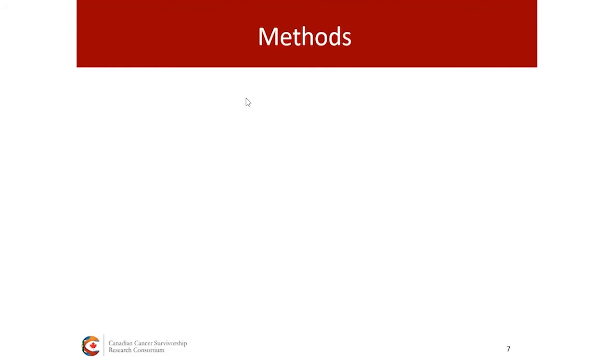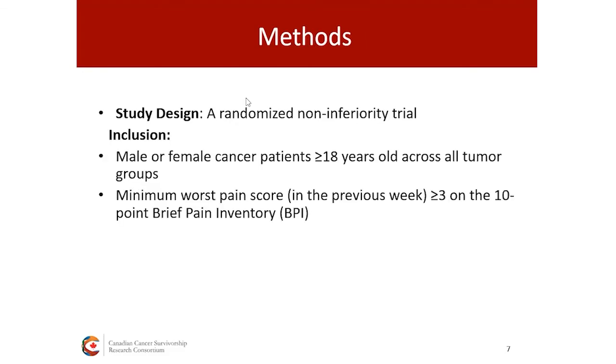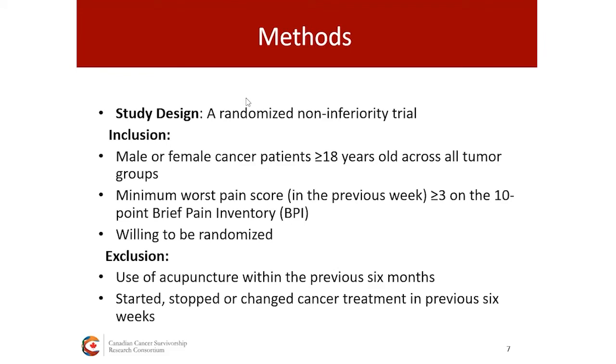So coming on to the methods, study design. The first section was a randomized non-inferiority trial, and the inclusion criteria could be any cancer patient, male or female, over the age of 18 years, any kind of tumor group. One of the main criteria was, because the primary outcome was pain, that patients should have reported a worst pain score of 3 or above on a scale of 10, on the Brief Pain Inventory scale. And the patients should have been willing to be randomized to either the group acupuncture arm or the individual acupuncture arm.